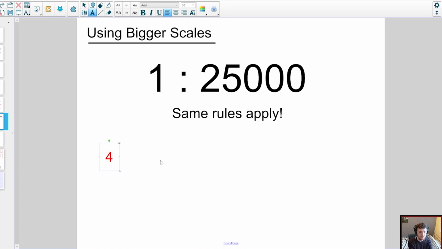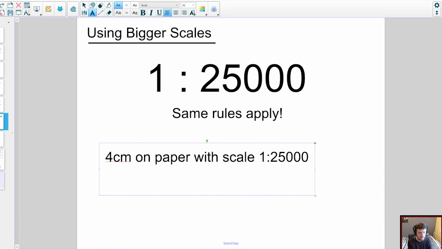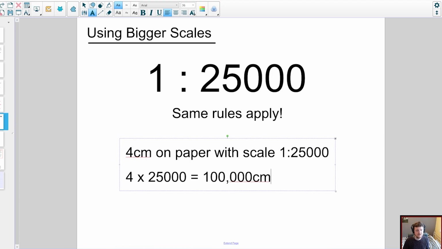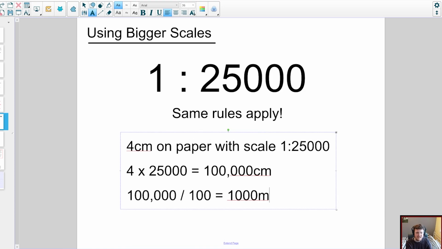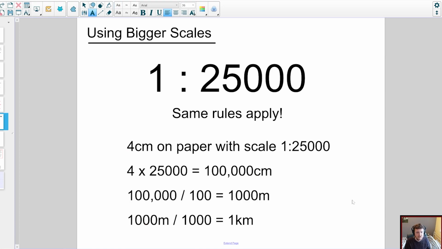So in the case of 4, I'll do this in black now, we do 4 centimeters on paper with scale 1 to 25,000. What we're going to have is 4 times 25,000 is 100,000 centimeters. But if I ask you what 100,000 centimeters actually looks like, you won't be able to tell me. So we're going to say 100,000 divided by 100 equals 1,000 meters. But even still, if I ask you what 1,000 meters might be, you might not be able to tell me. So we're going to convert it to kilometers, in fact. We're going to say divided by 1,000 equals 1 kilometer. And so my answer for this question would be 1 kilometer.